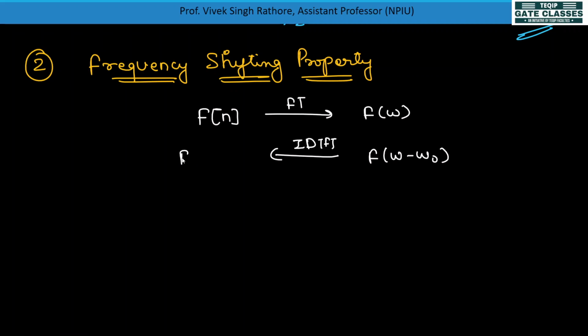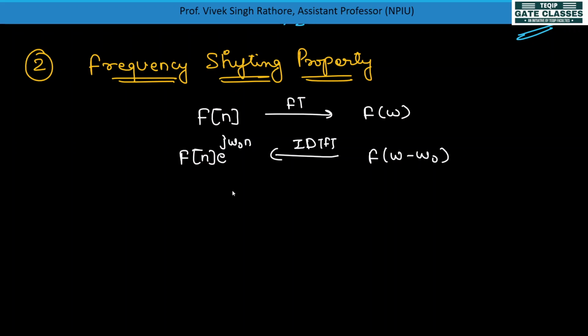You will get f of n, but whenever we shift in the frequency domain, the opposite sign will come: e to the power j omega naught n will be there. In time shifting, what we were doing was n minus n naught, so we were taking j omega n naught. Here we are shifting omega minus omega naught, so that's why omega naught has come here.